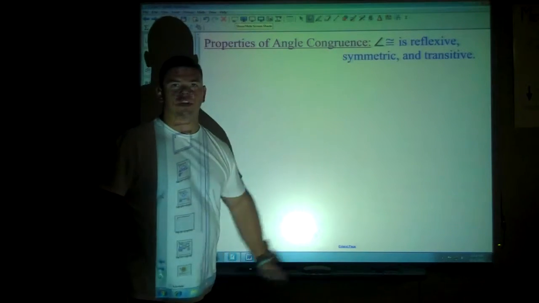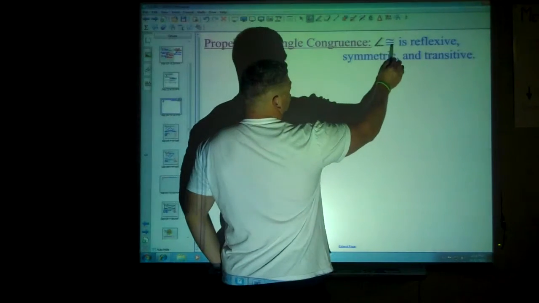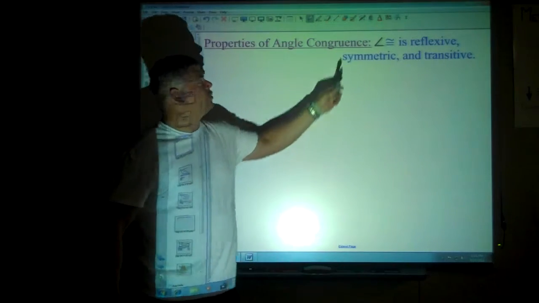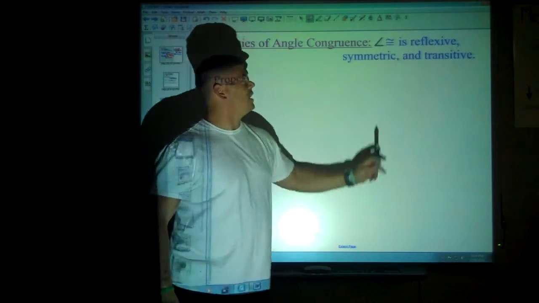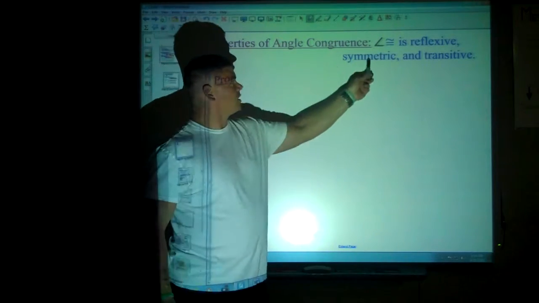This is a very similar definition to our properties of segment congruence. So we have angle congruency is reflexive, symmetric, and transitive. Meaning you could have two angles. You could have an angle that's going to be equal to itself. That's reflexive. You can have an angle that's equal to another one. You can flip them around because that's symmetric.